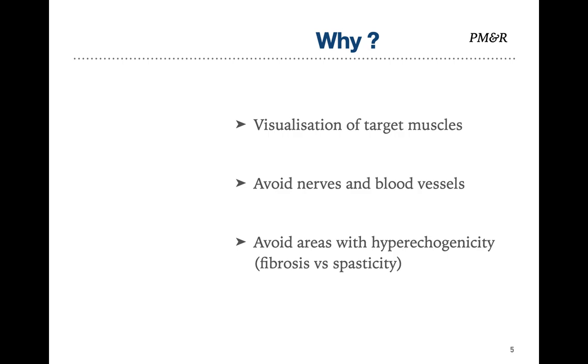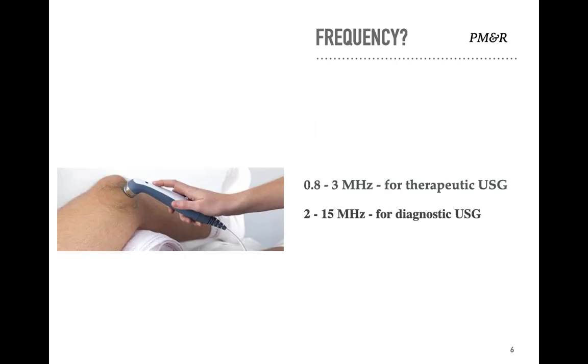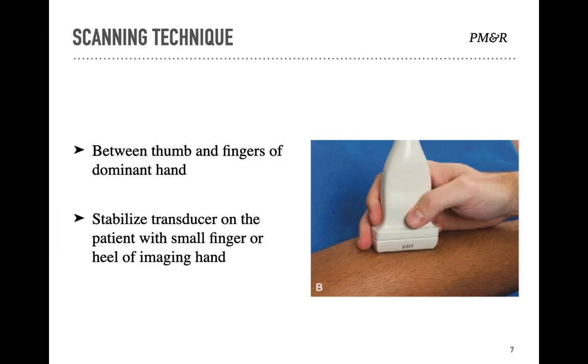Botulinum toxin is indicated in spasticity and dystonia. The frequency of the diagnostic ultrasound probe is usually 2 to 15 megahertz, as opposed to the therapeutic ultrasound used in physiotherapy, as shown in the figure, which has a frequency of 0.8 to 3. So diagnostic ultrasound has a higher frequency.